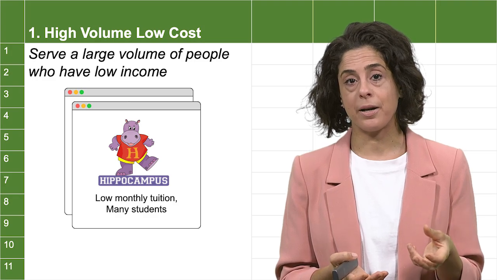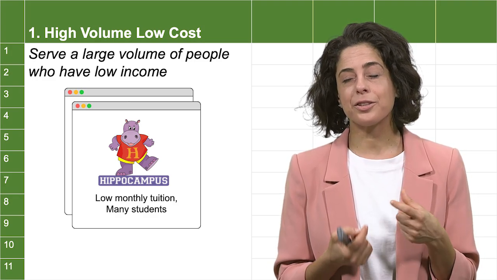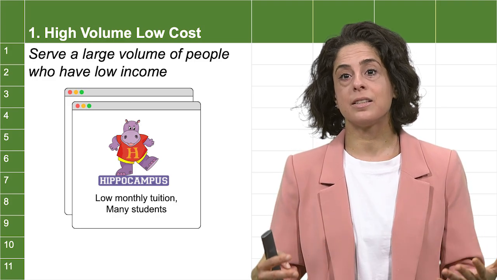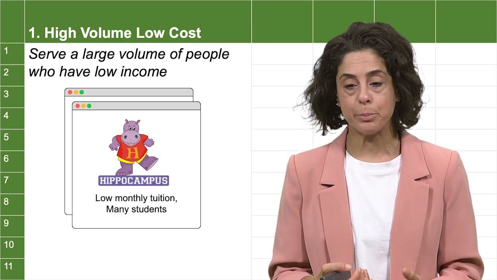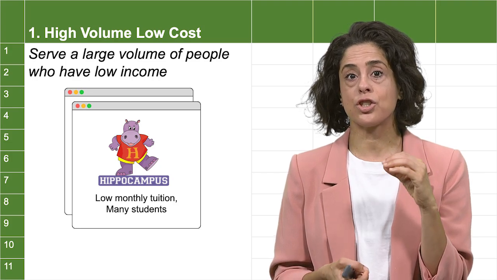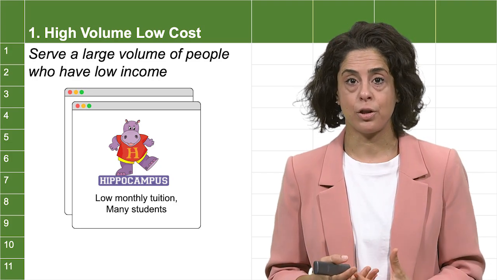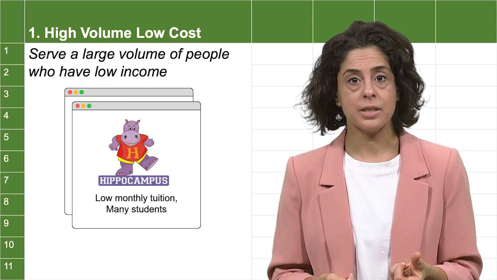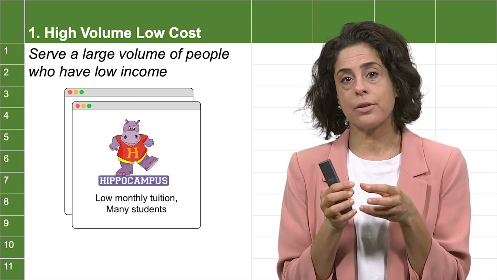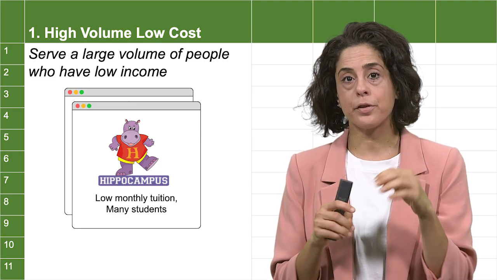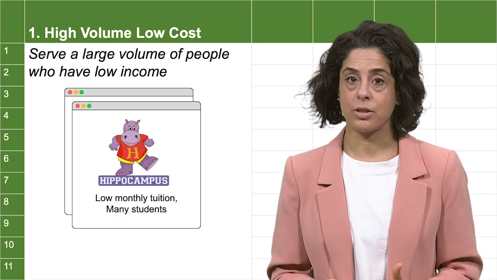Hippocampus, which we talked about a few modules ago, they're trying to be like this, where they want to serve thousands, if not potentially millions of people, and they want each person to pay a very low cost. So each child's family is paying less than $5 a month for their early learning centers. And the idea is that each early learning center will have a very small margin of surplus revenue that can make this venture financially viable.